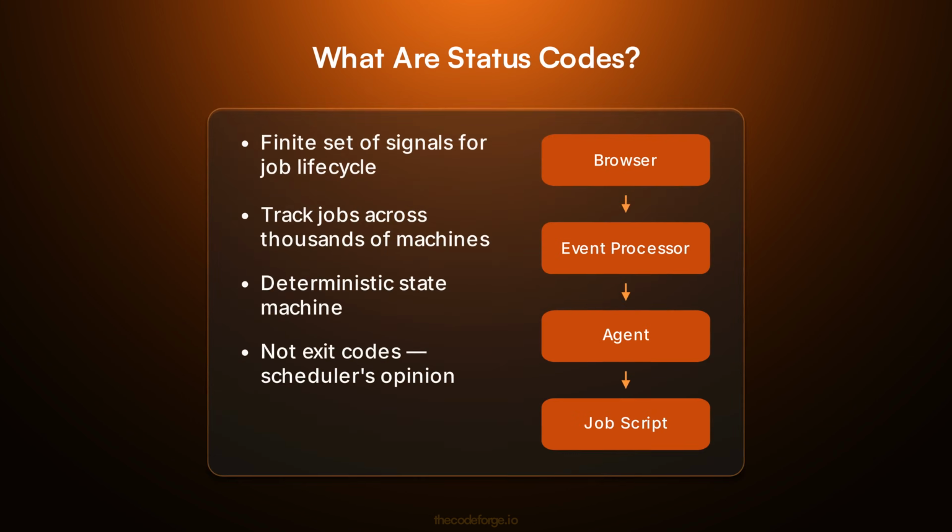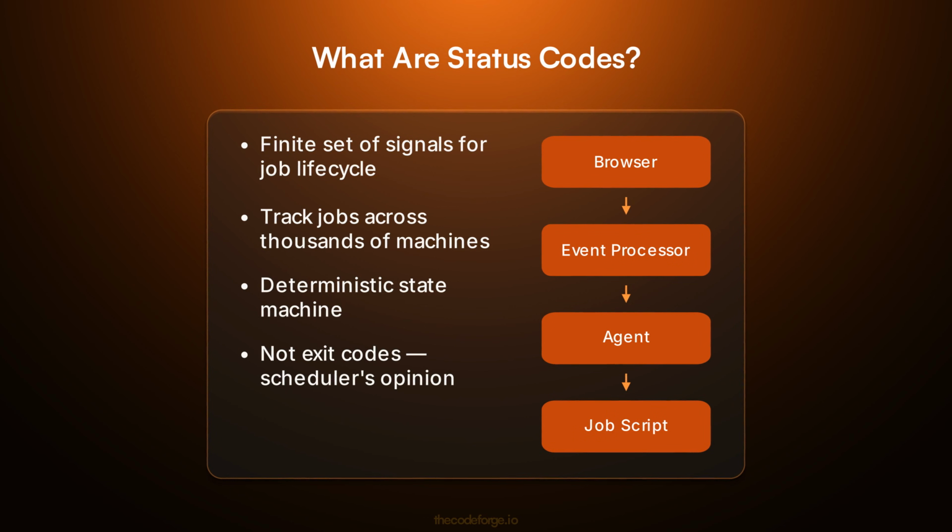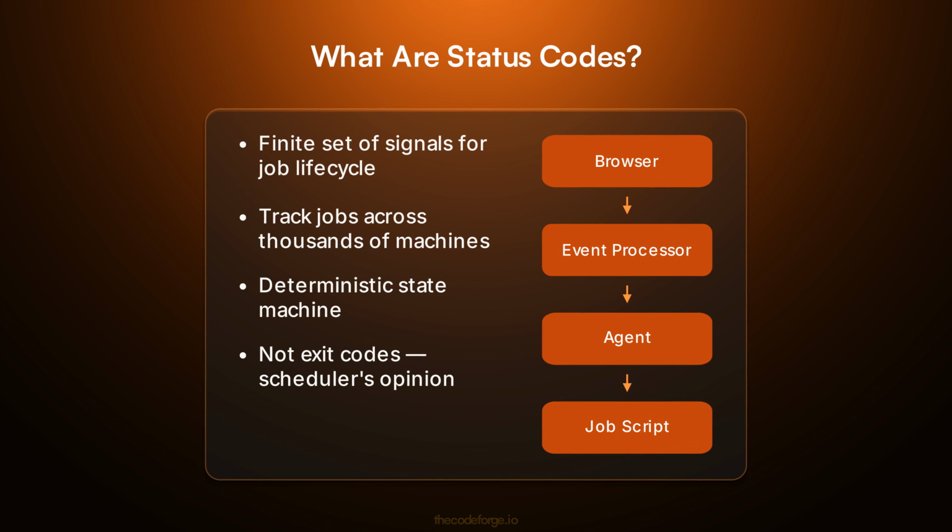failure. AutoSys status codes are the job scheduler's state machine, a finite set of signals that tell you where a job is in its life cycle, from activation to completion. They exist because distributed batch processing needs a deterministic way to track jobs across thousands of machines without human babysitting.